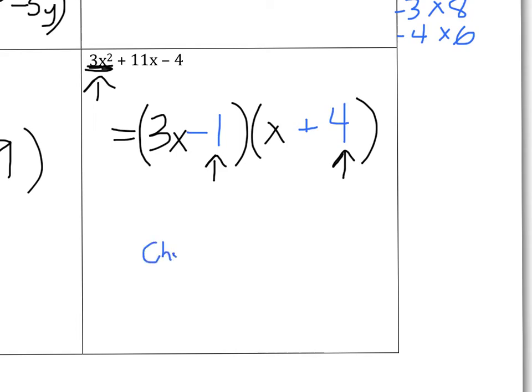So if I go ahead and check this, what I'm really checking is the middle term. Because 3x times x we already know is going to be 3x squared. There will be two middle terms, and then 4 times negative 1, well, that's negative 4. We knew that that was going to work out. But what happens in the middle? Well, 3x times 4 gives me 12x. And negative 1 times x gives me negative x. Add those two middle terms, 12x minus x, and guess what? You get 11x. Okay, so in the guess and check, we guess, then we check. That's the 2 steps.